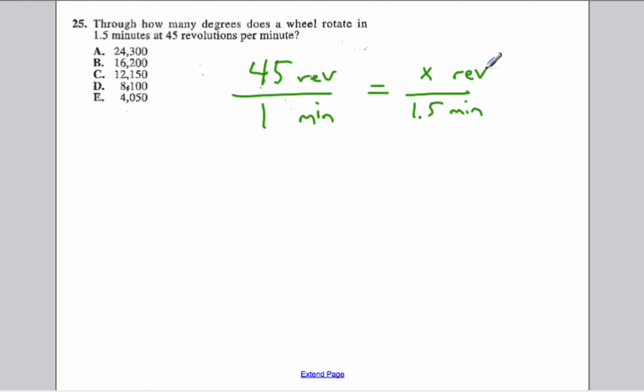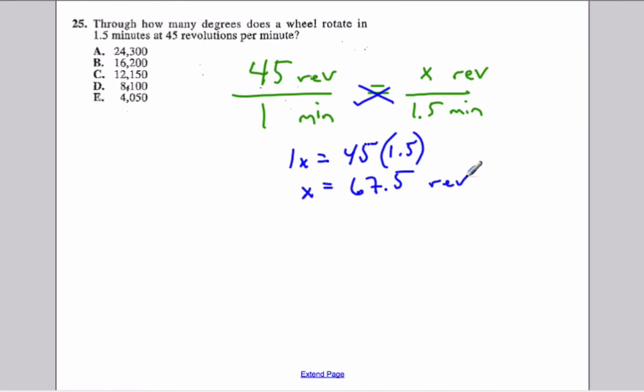Let's cross multiply and see what happens. We get 1x equals 45 times 1.5. So x is equal to, in this case, 67.5 revolutions in 1.5 minutes. So in 1 minute we did 45 revolutions. In 1.5 minutes we're going to do 67.5 revolutions. However, that doesn't answer the question. How many degrees does it go?